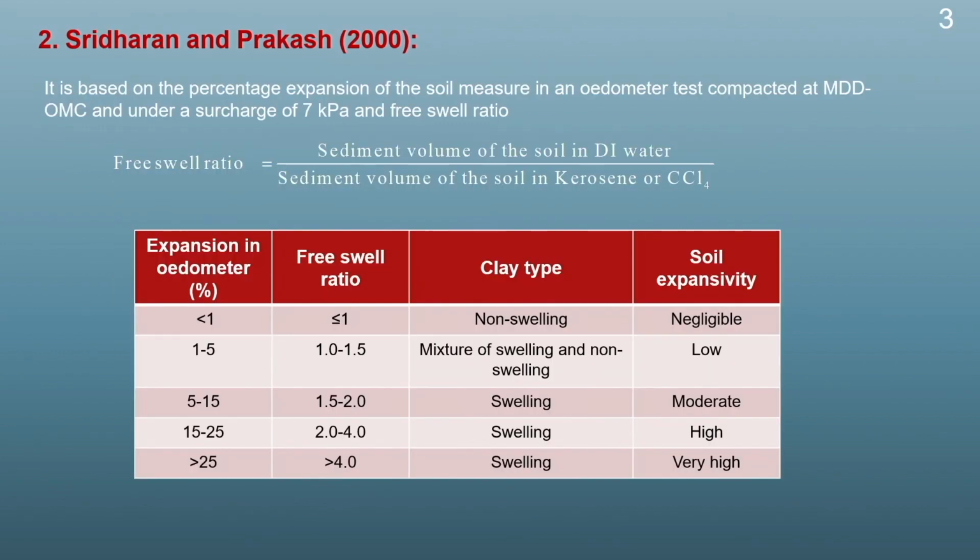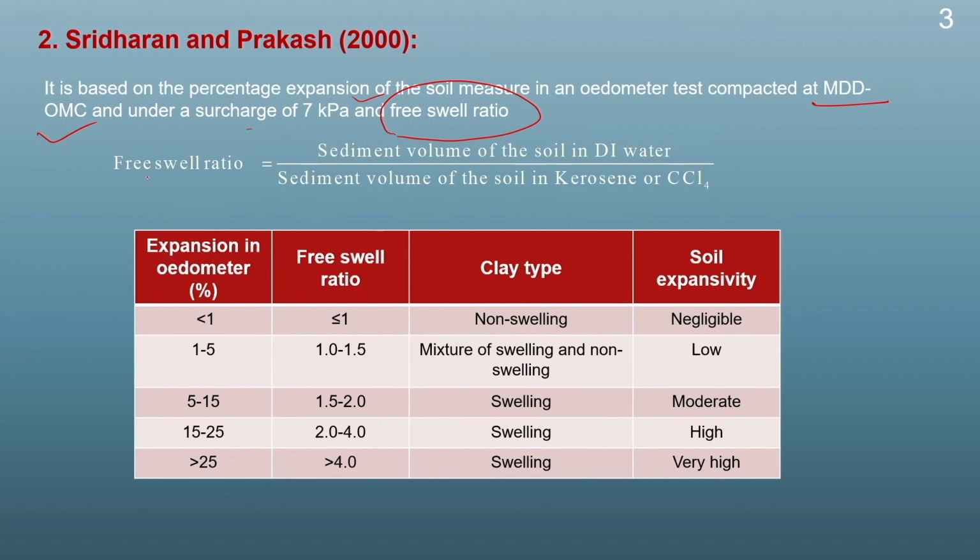The other method which is most widely used in India was given by Sridharan and Prakash in 2000. This classification is based on the percentage expansion of the soil, which is determined in an odometer test on the sample compacted at maximum dry density and OMC and under a surcharge load of 7 kPa, and it also takes the free swell ratio of the soil into consideration.